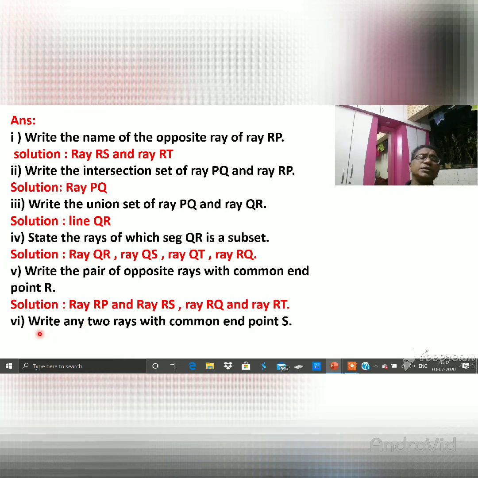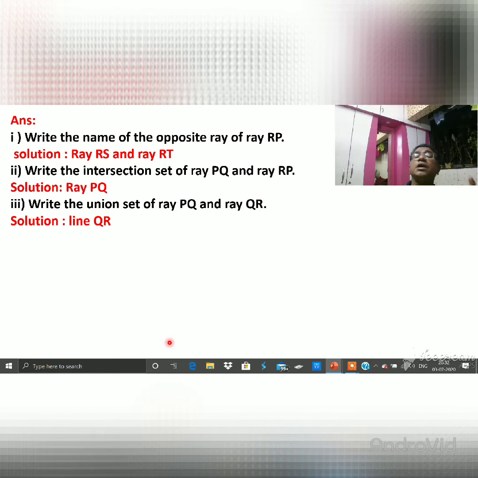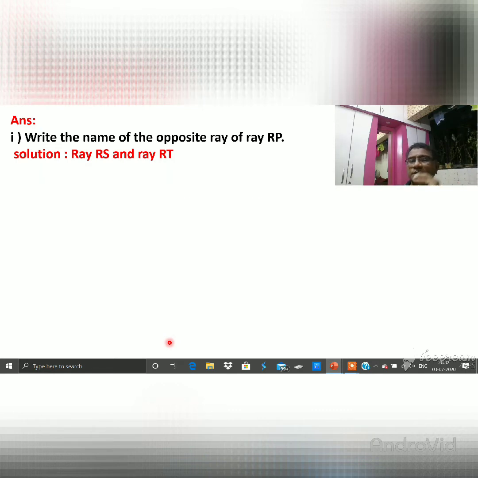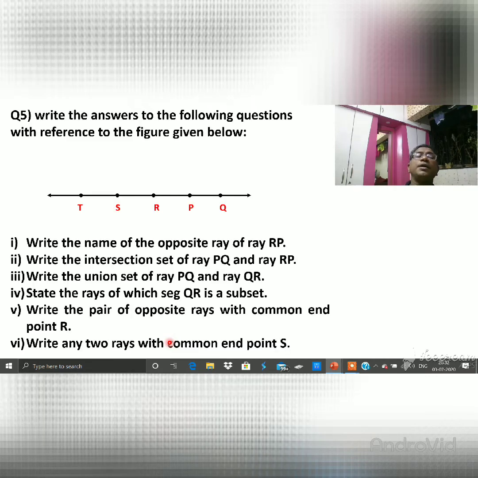Then problem number 6. Write two rays with common endpoint S. Common endpoint S means started from S. It is ST and SR. So I hope that all of the students understand what I say to you. If anyone doubts, I will go back and explain again. That requires only 4 or 5 minutes, but in your mind there must not be any doubts. So for that, I am going back and explaining to you again with the help of a diagram.